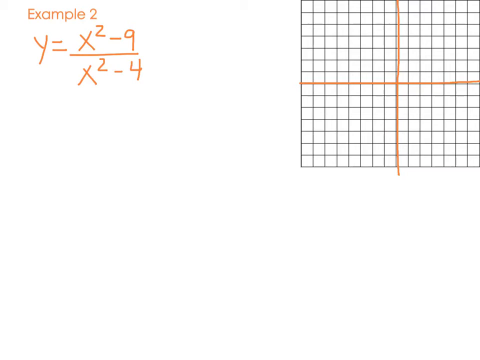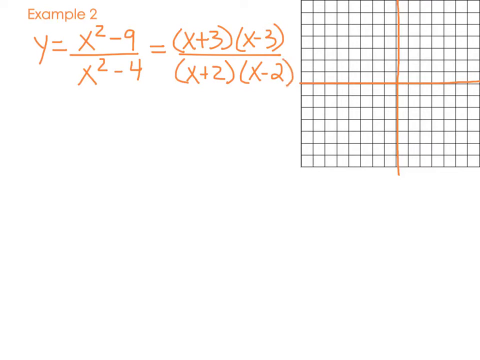All right, new example, y equals x squared minus 9 over x squared minus 4. And the first thing you always want to do is see if you can factor anything, and in this case we can. The top is the difference of squares, x plus 3 times x minus 3. And the bottom is the difference of squares, x plus 2 times x minus 2. And then you see if any of those factors will cancel out, but in this case none of them will.